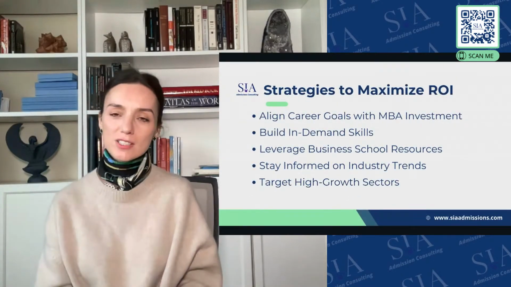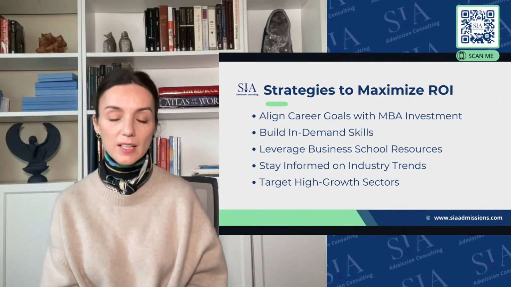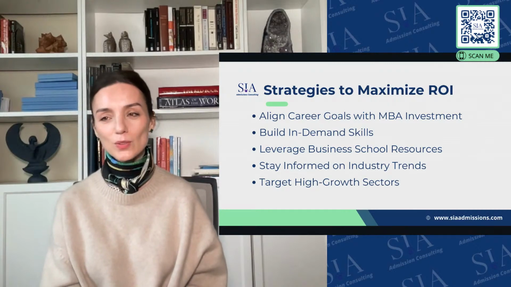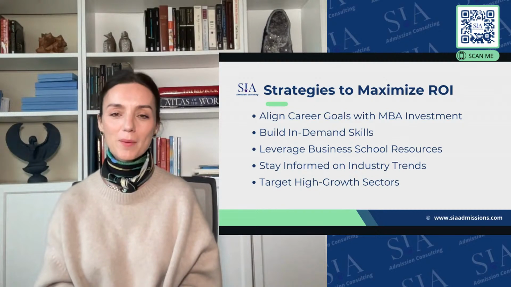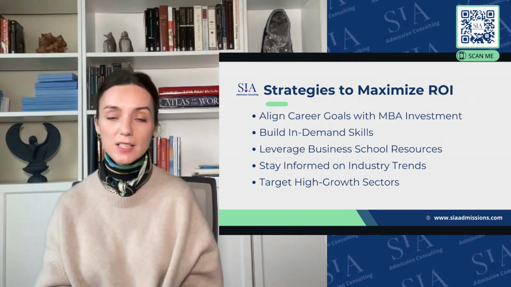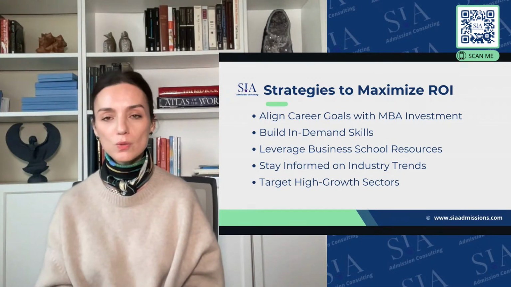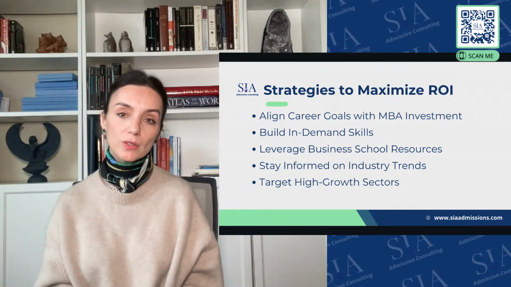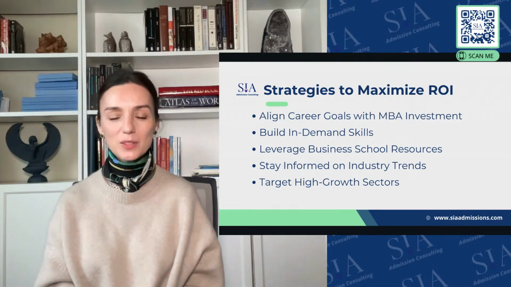In terms of strategies to maximize your ROI, this is, of course, in terms of your application when you're applying, as well as when you're in the business school. So again, if you are starting your business school journey now, or you are applying in the coming application cycle, this is important to keep in mind. You want to align your career goals with your MBA investment. What does this mean? Well, this means that if you know that you're interested in, let's say, product management, and you want to have exposure to AI, ML, and those kinds of opportunities, well, you should be looking at places that will offer you those opportunities.